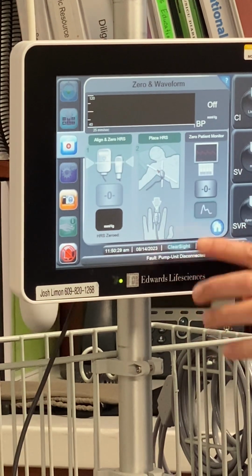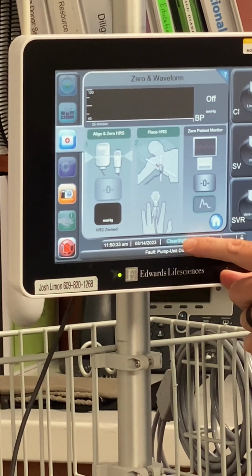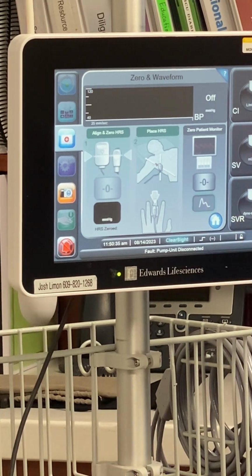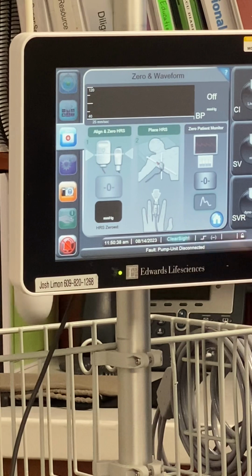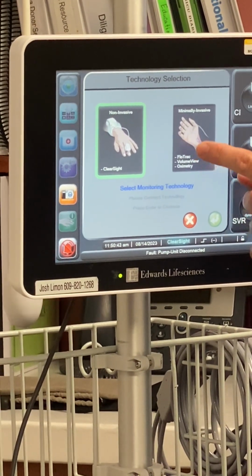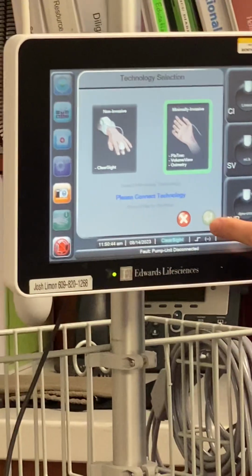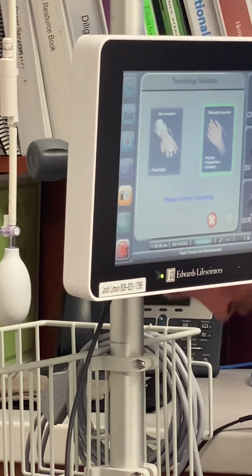So on here, if you ever see it says clear site down here, it's gonna leave off on the last technology that was used. So just press that clear site bar, and now you can toggle between the technologies. So we want FlowTrack, and we gotta connect this, Josh, unplugged it.